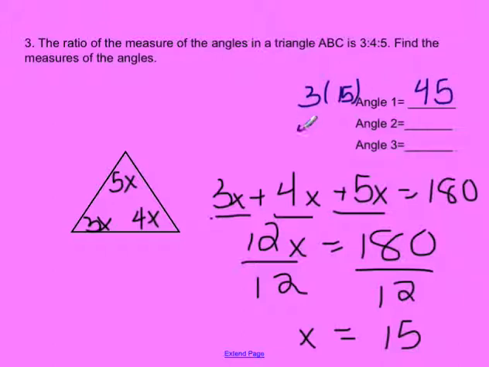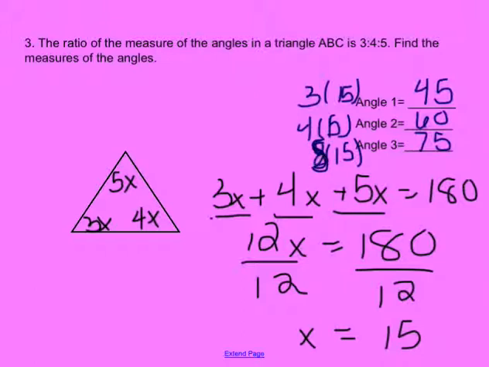Taking a look at the second angle, I'm going to get 4 times the 15. And when I do that, I'm going to get 60. Taking a look at angle 3, we're going to take 8 times the 15, and that is going to give us 75. Or I'm sorry, 5 times the 15. I'm not sure where I got 8 from. It's 5 because that was our last multiplier.